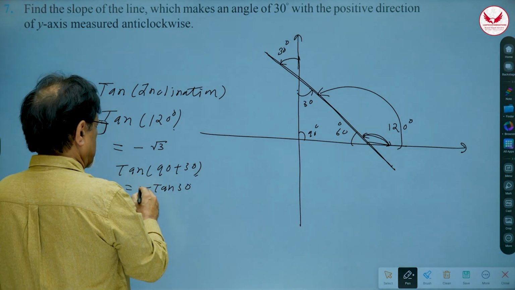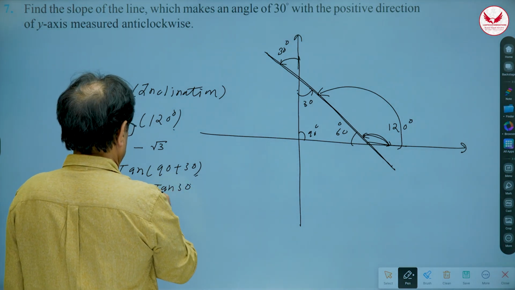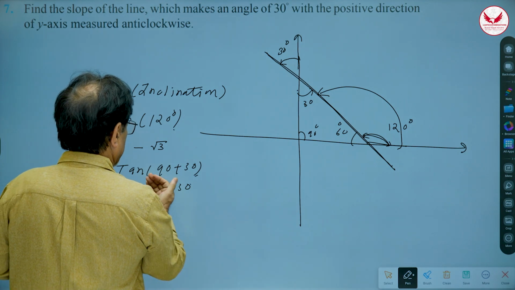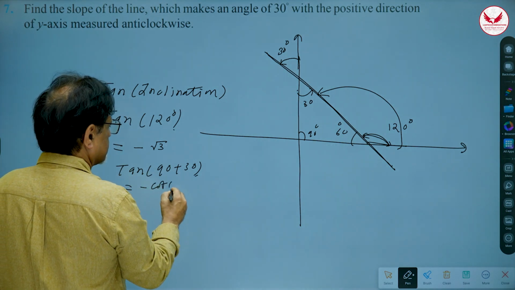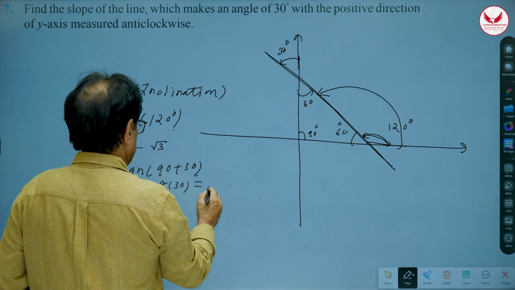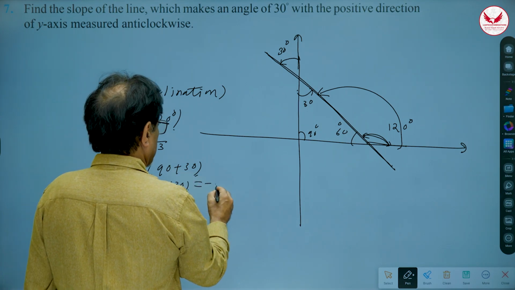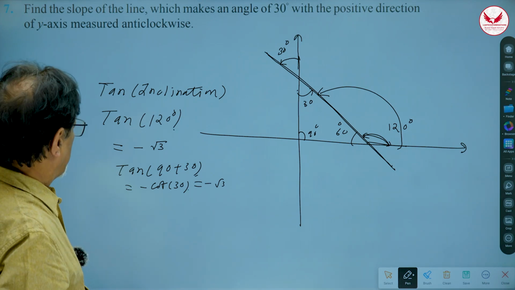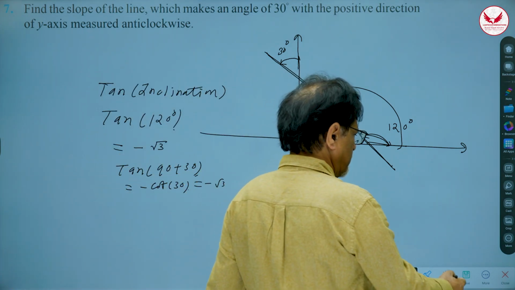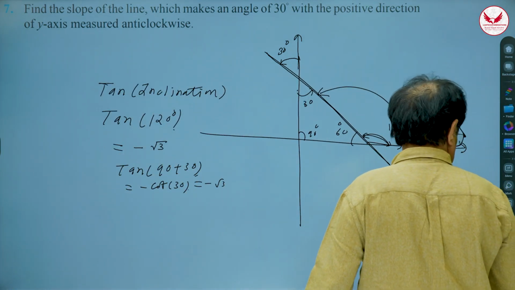Minus, sorry, not tan 30. Minus cot 30, and minus cot 30 is minus root 3. Okay. So that is also another way of doing this problem. Okay. So the answer is this. Now let us go over to the next problem.